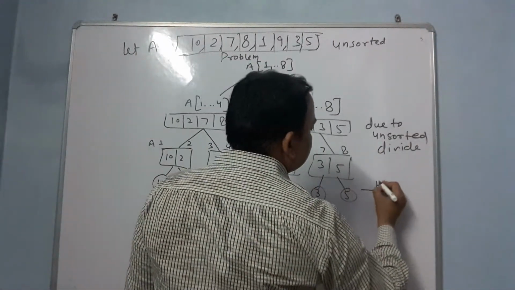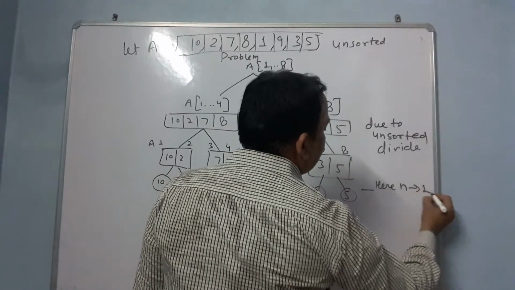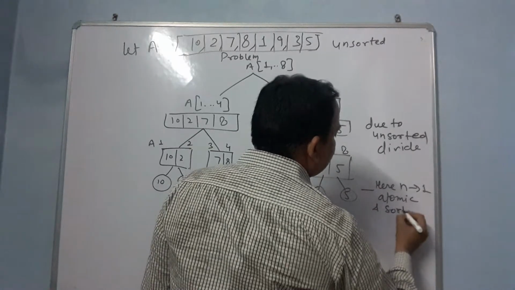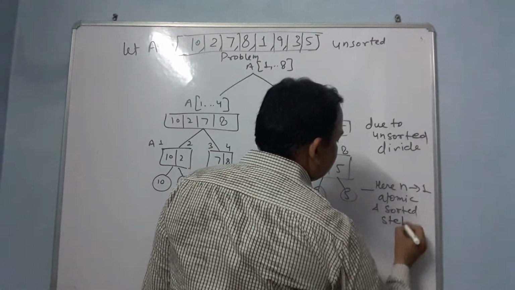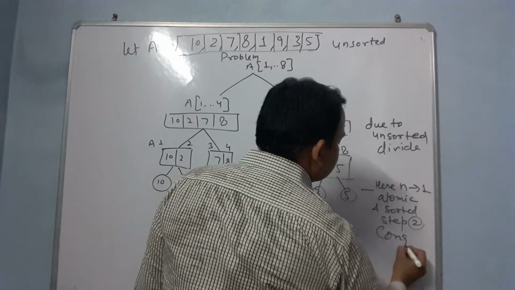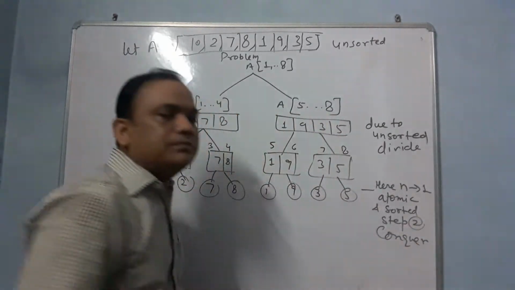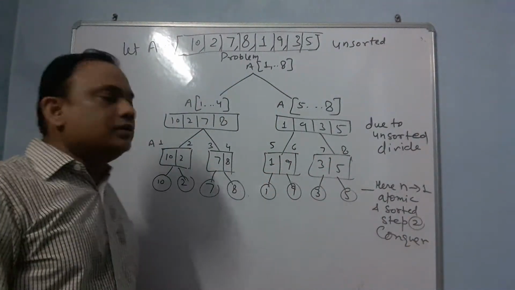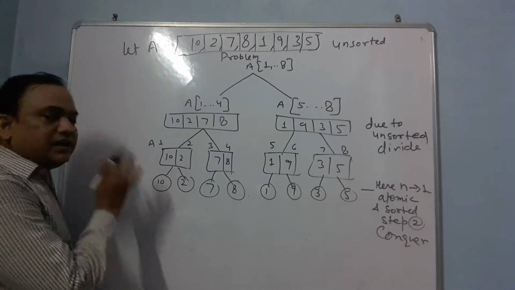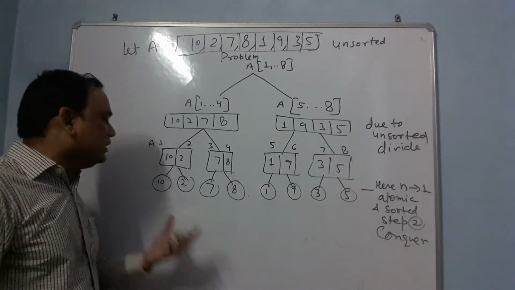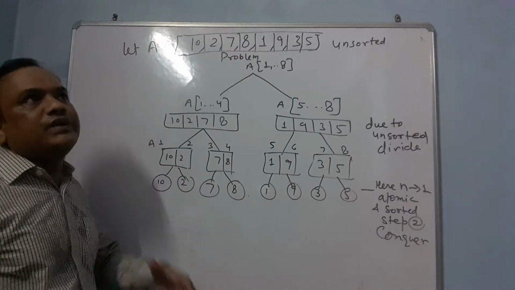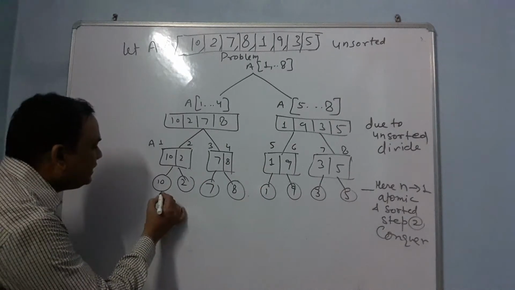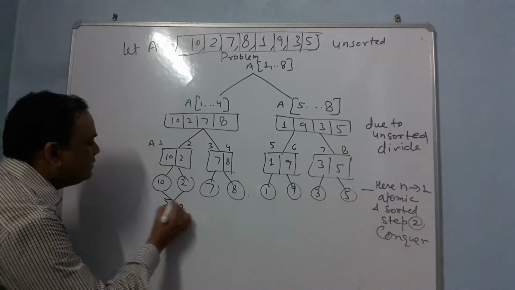Here n is equal to 1, that is atomic and sorted. So use step number 2, that is the conquer approach. Now in the conquer approach we have to use merge sort, which will be explained in the next video. Here we can find that with the help of the merge sort algorithm, this number is higher than 2, so we can exchange here. Okay. So now we will get 2, 10.